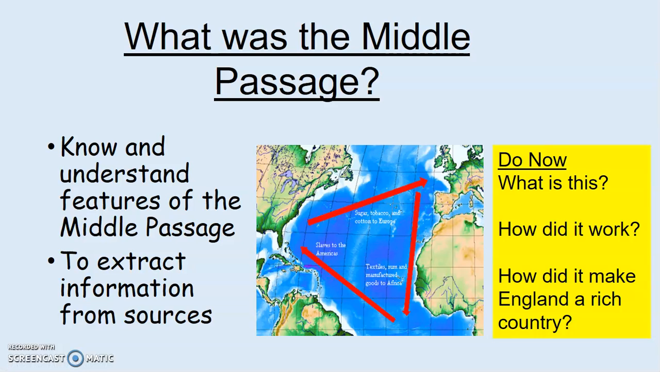First thing I want you to do is to have a look at this image here. You should be familiar with this image. What is it? How did it work? How did this route make England such a rich country? So take a moment, pause the video, see if you can answer those three questions.